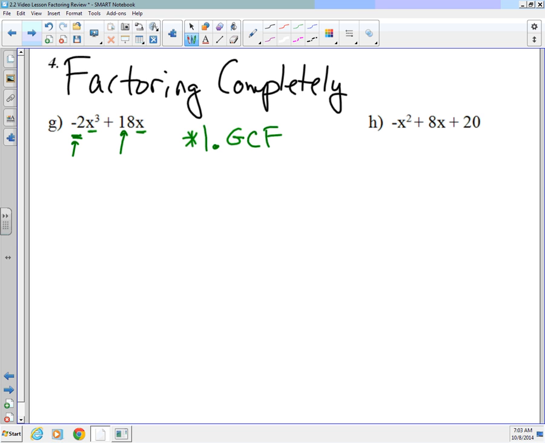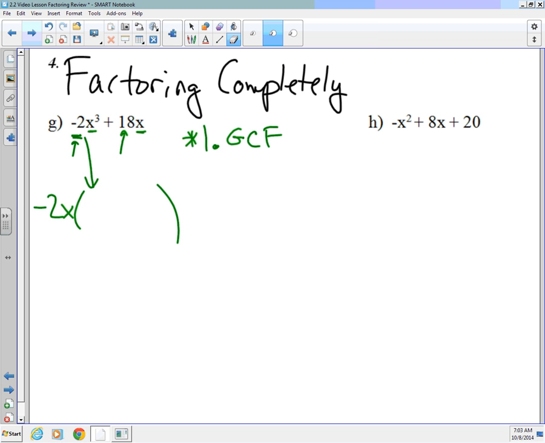Okay? Now here's what I'm going to do. I'm actually going to take out a negative 2, just to show you what you can do with this. That's going to leave my leading coefficient with a positive number, which is generally desirable, and you'll see in H why it's desirable. So I'm actually going to take out a negative 2x, so that my leading coefficient, my x cubed term, my highest degree term, ends up with a positive sign.